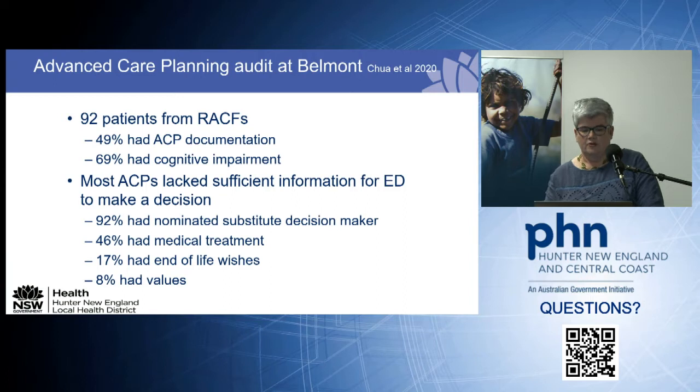We did an audit at Belmont Hospital looking at advanced care plans, and over the month we had 92 residents from aged care facilities. Only 49% of them came with advanced care plan documentation, but 69% of them had cognitive impairment. Most of the advanced care plans that we did have were really good at describing who the nominated substitute decision maker was. Only 46% talked about medical treatment, and they often say things like not for transfer to hospital, but they're in the emergency department, which makes it quite difficult for us to know what to do next. 17% had end-of-life wishes documented in their plans, and only 8% talked about values.